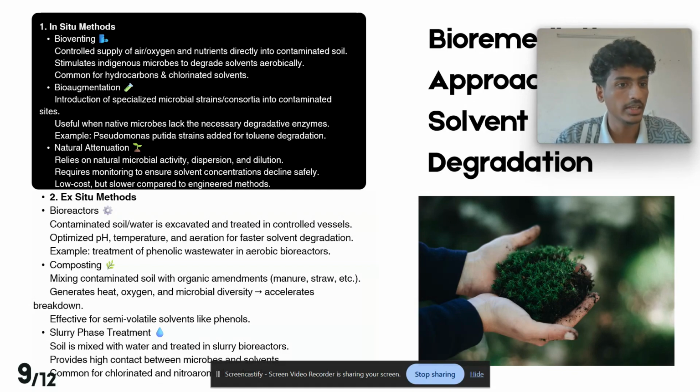Then comes the natural attenuation. That means relying on existing microbial activity and natural processes to reduce pollutant levels. That means just leaving the waste there and waiting for nature to do its role. And secondly, there are the ex situ methods, which involve bioreactors, composting, and slurry phase treatment.